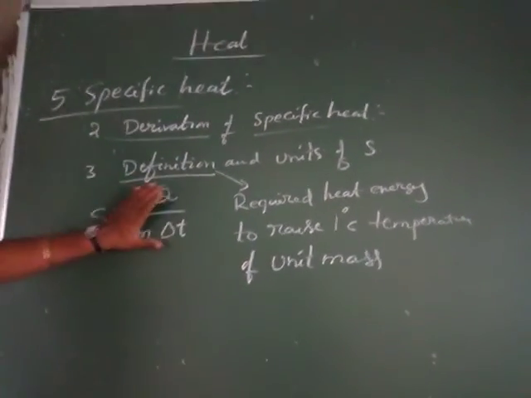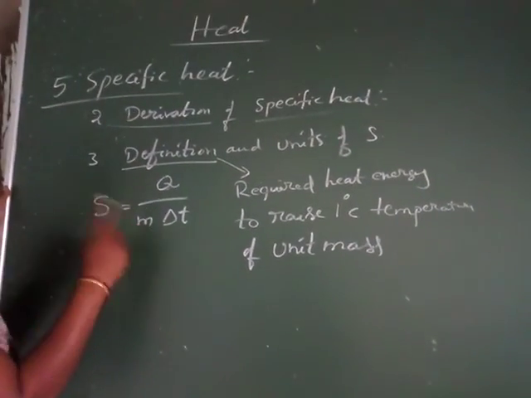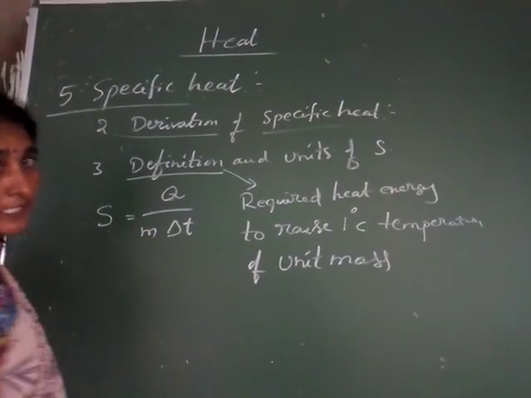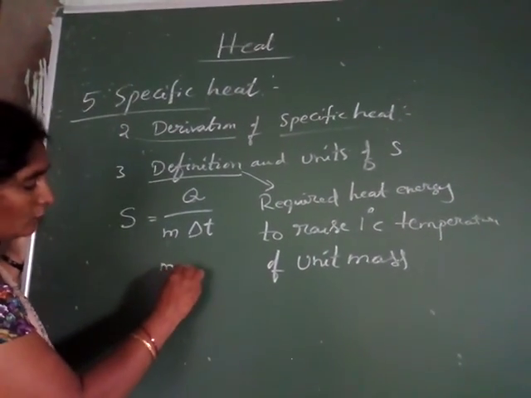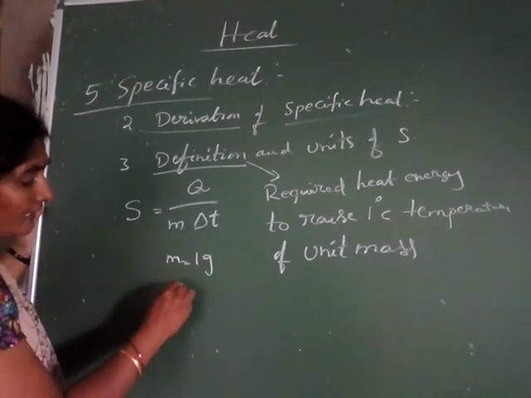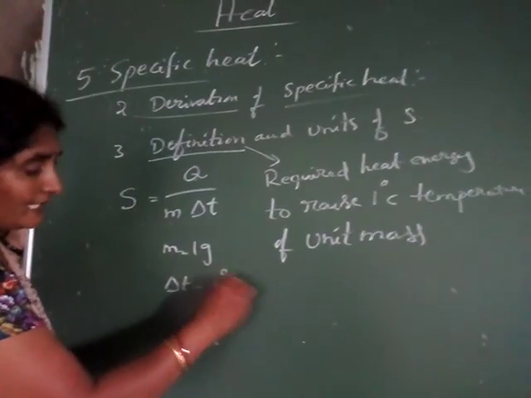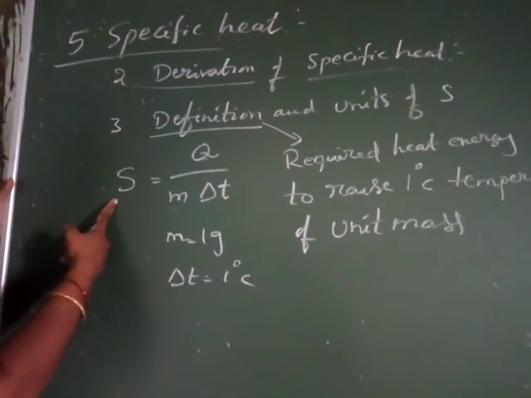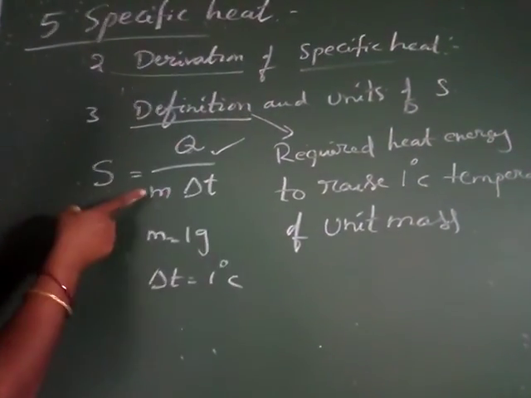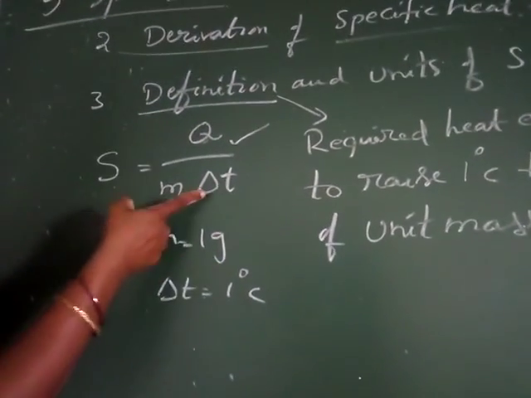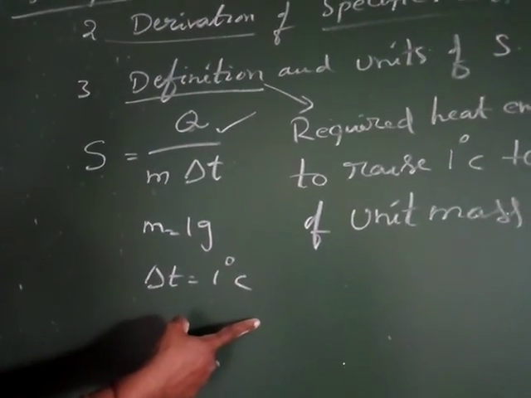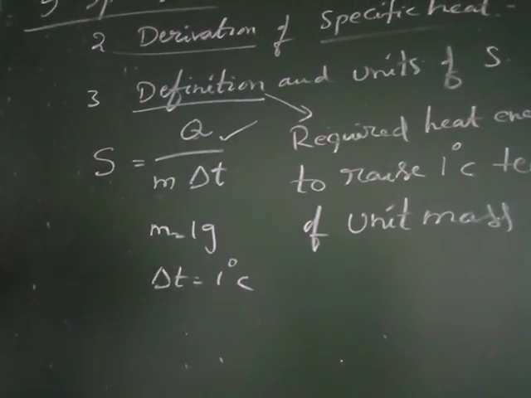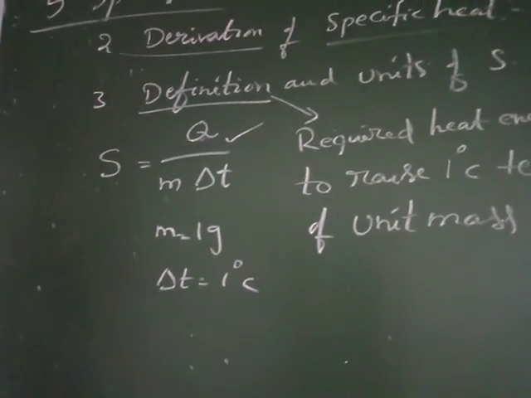You can understand here: m is 1 gram, and 1 gram is 1 unit mass. That means m is equal to 1 gram and delta T is equal to 1 degree Celsius. Then what happened? Q is equal to S. The heat energy required to raise 1 gram of a substance by 1 degree Celsius is called the specific heat of that substance.